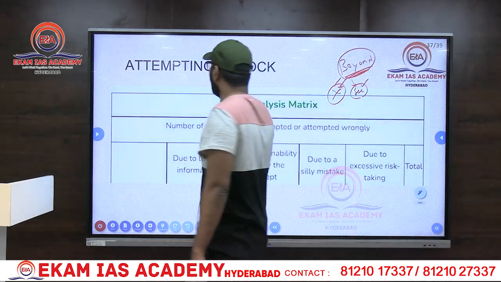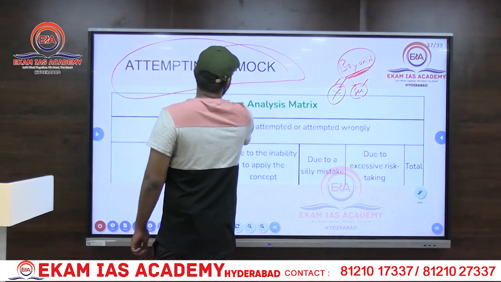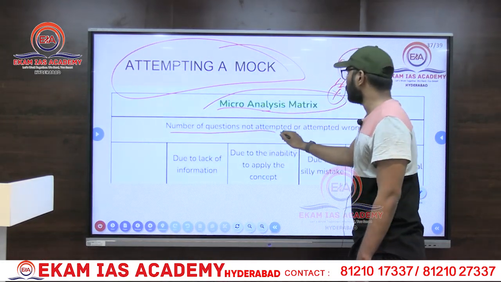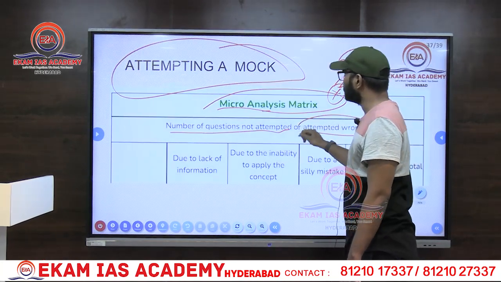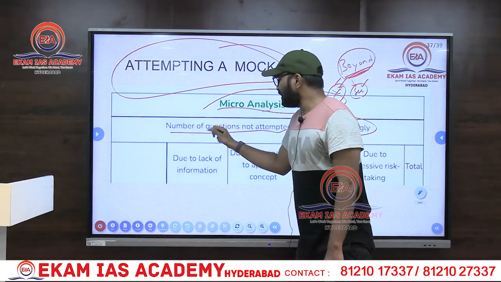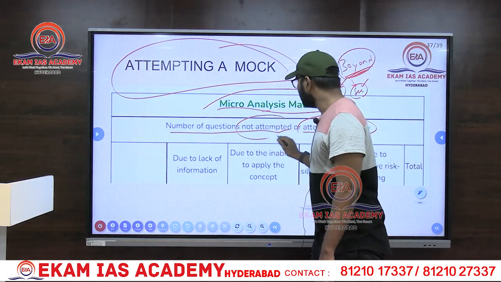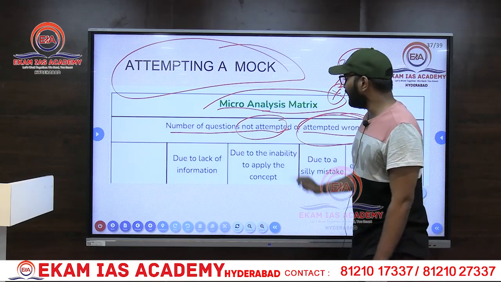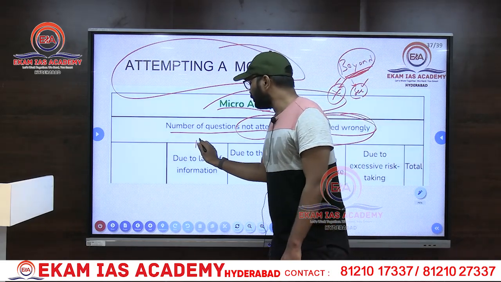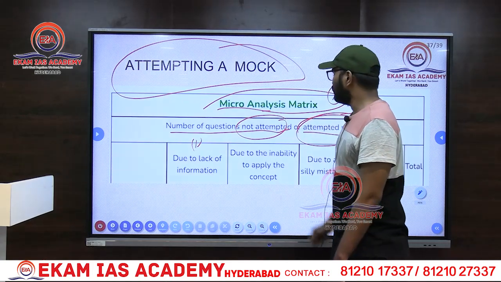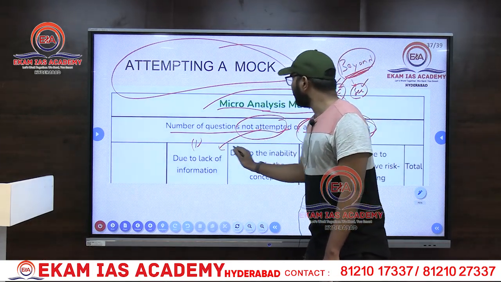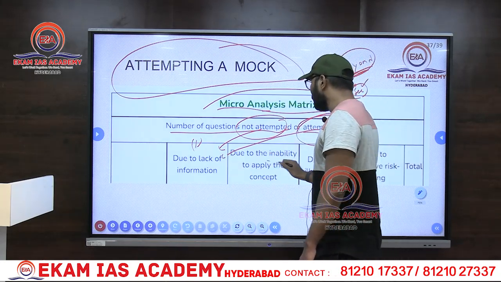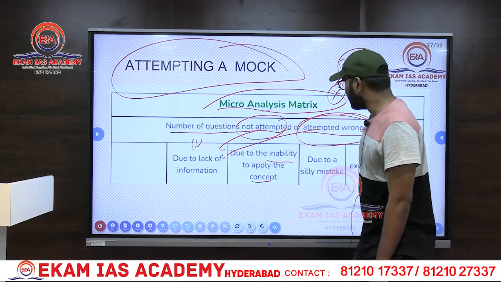So see here, this is an important one. When you are attempting a mock, this is a micro analysis matrix. See the number of questions not attempted or attempted wrong. What is the reason for not attempting, and why are you attempting it wrong? Very important. One is lack of information. Next one is inability to apply the concept.